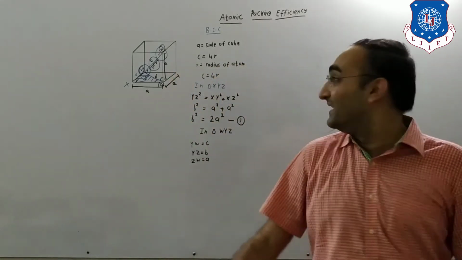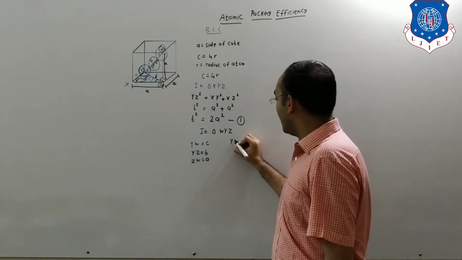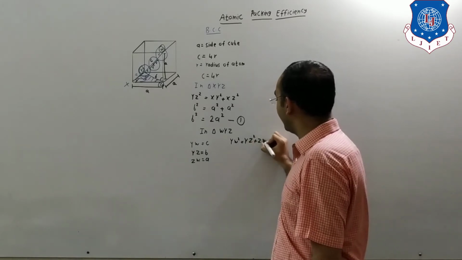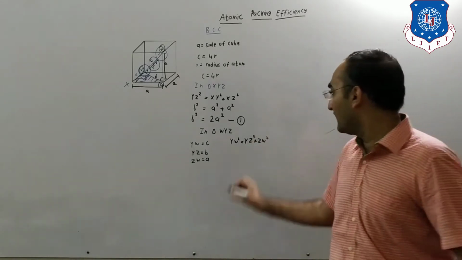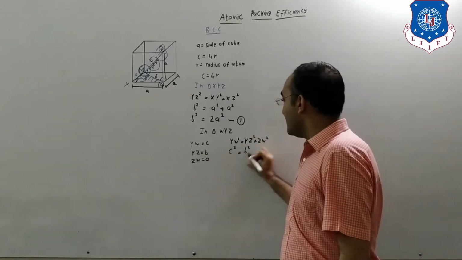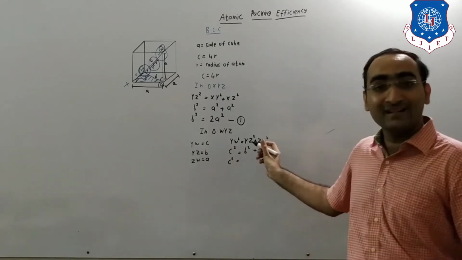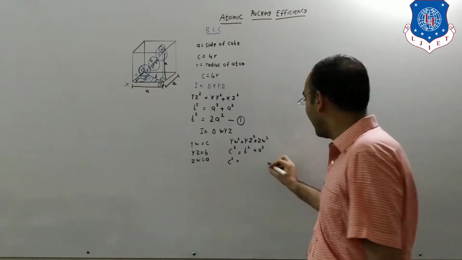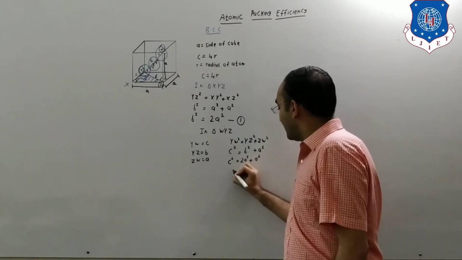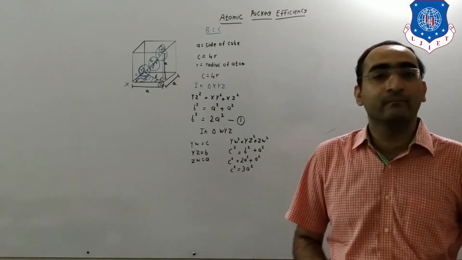So what will happen? In this, our YW will become the hypotenuse side, that is YW square is equal to YZ square plus ZW square. What is YW square? C square is equal to YZ, that is B square, ZW, that is A square. So C square is equal to, now instead of B, put 2a square. So here there will be 2a square plus a square. So C square is equal to 3a square.